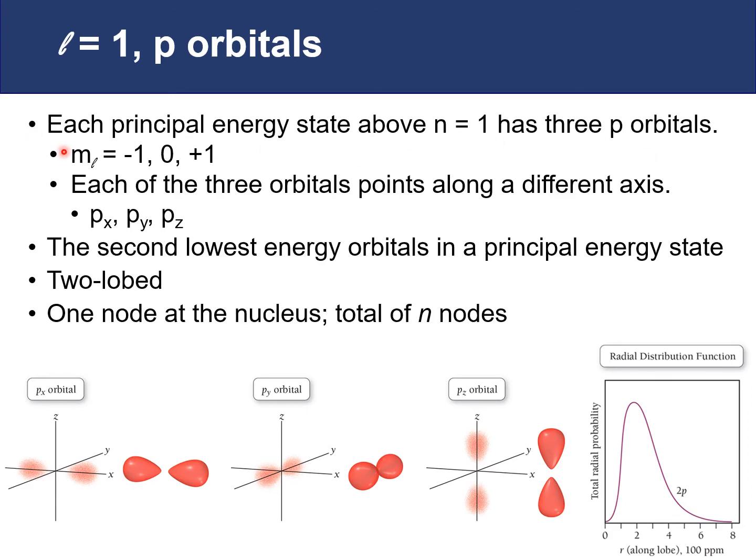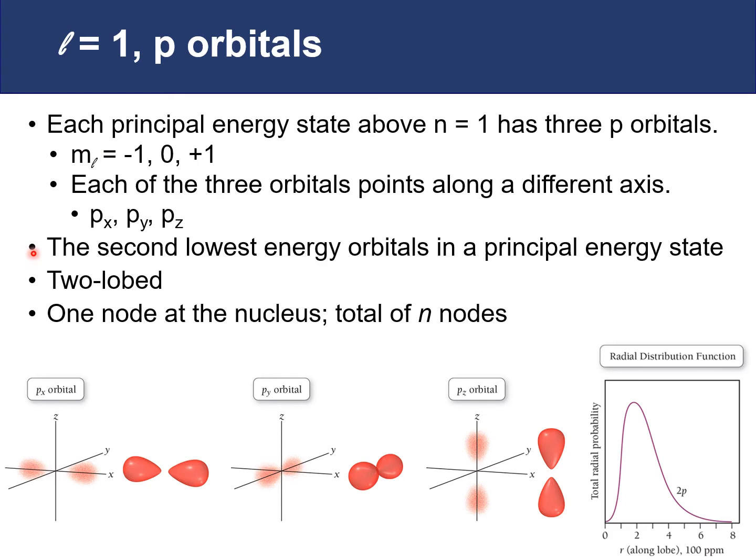p orbitals. The reason that there are 3 p orbitals is that the m sub L value describes the different suborbitals that you can have. And the m sub L values can range from negative L to positive L, going through 0 in integer values. Each one of the p orbitals will point along a different axis. You have the px, the py, and the pz. These correspond to the negative 1, 0, and plus 1 values for m sub L.